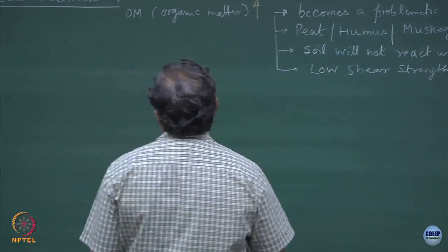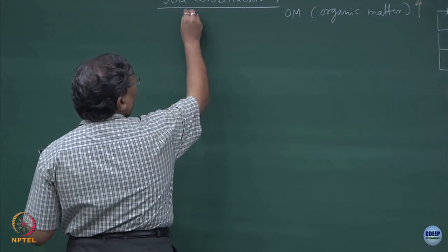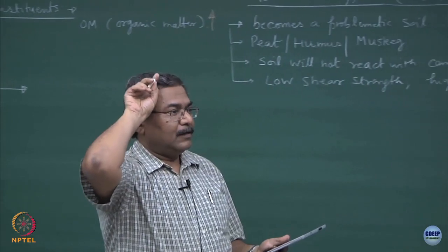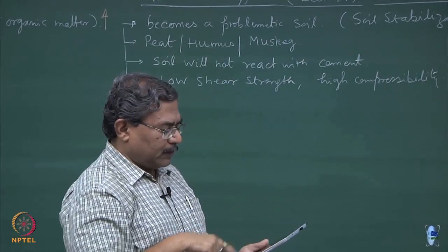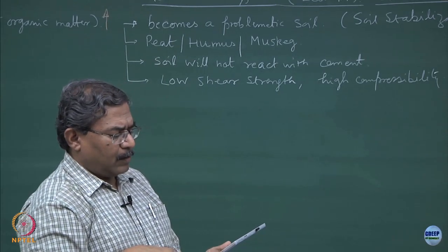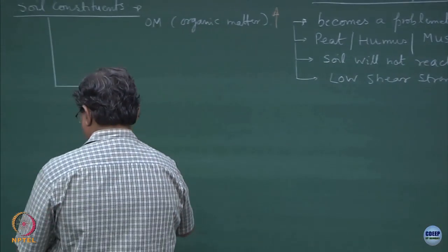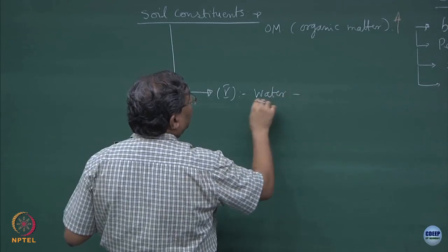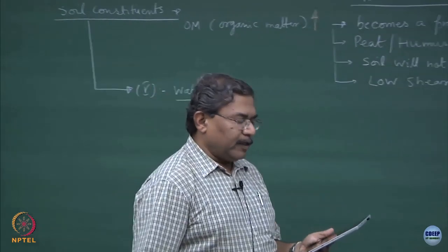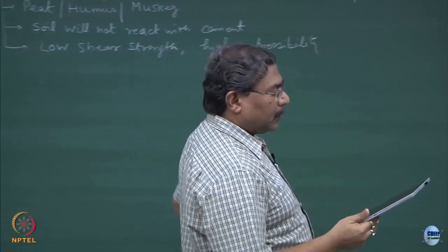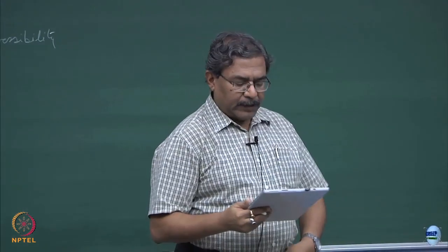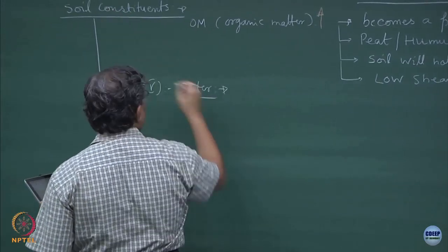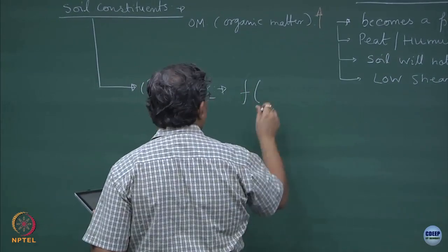The next constituent of the soil would be, yes, water. And what number was water in the list of constituents? 4, 5. This would be 5. All right. Very soon you will realize how water influences the overall characteristics of the soil, and when we discuss these things in detail, you will come to know that water is the constituent of the soil which controls all its engineering properties.